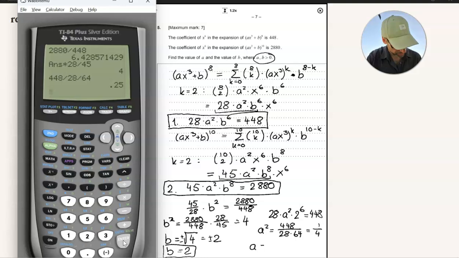So a must be the square root of this. And again, since a is positive, it's not the negative square root, so a is 1/2.